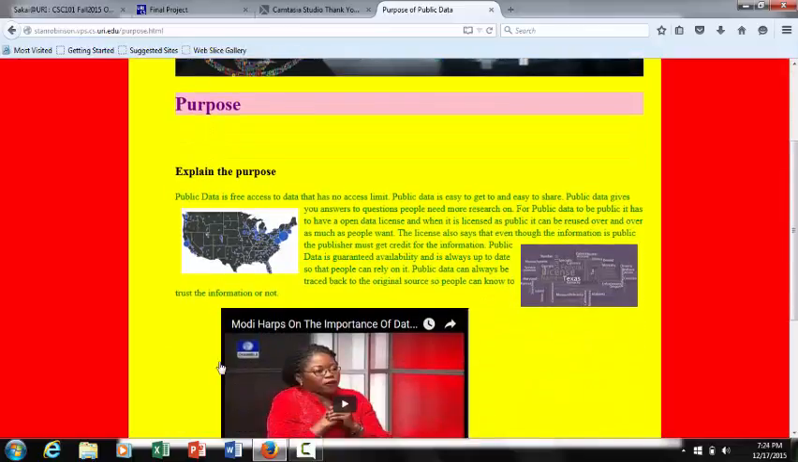The purpose of public data is to give people an opportunity to find information and gain more knowledge without having to pay or do extra to find it. Public data is an easy way to get information, and it's easy to share. Public data gives you answers to questions people need more research on. It also has to have an open data license, and when it is licensed as public, it can be reused over and over as much as people want.